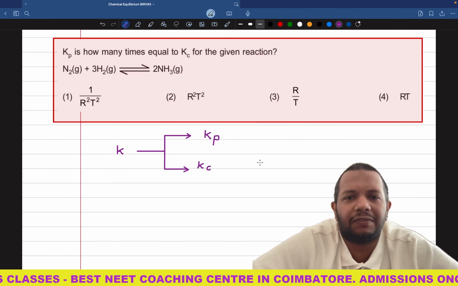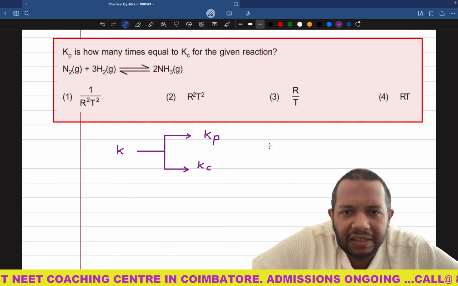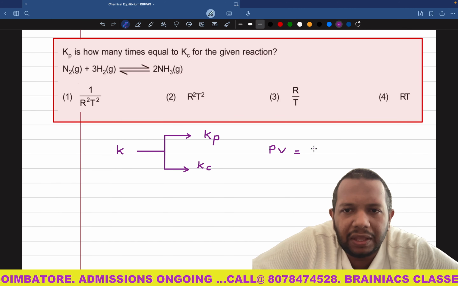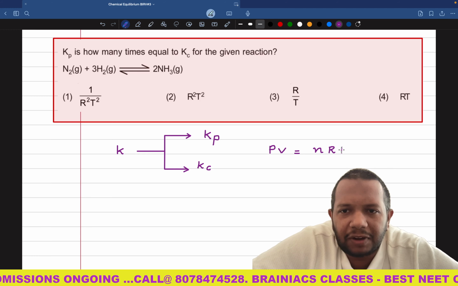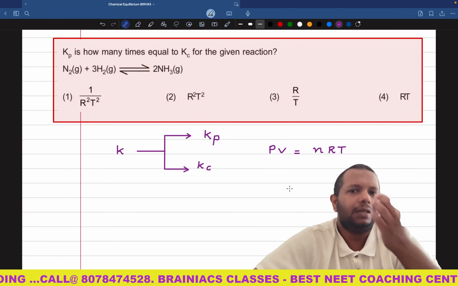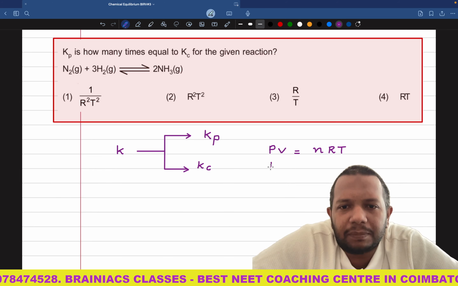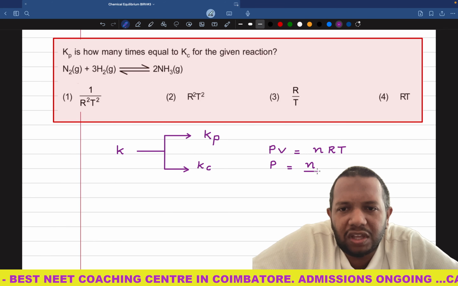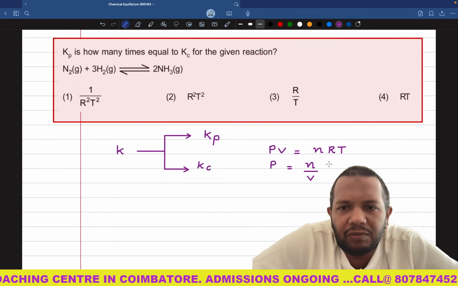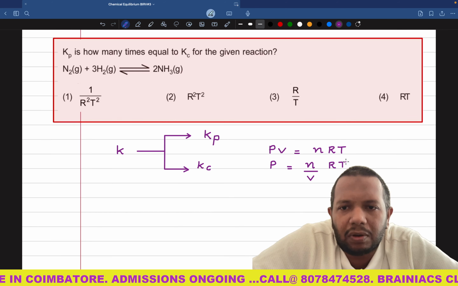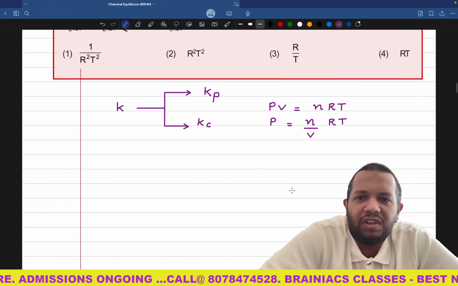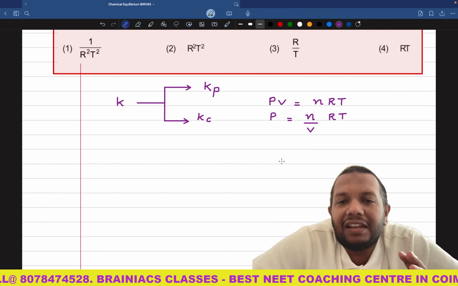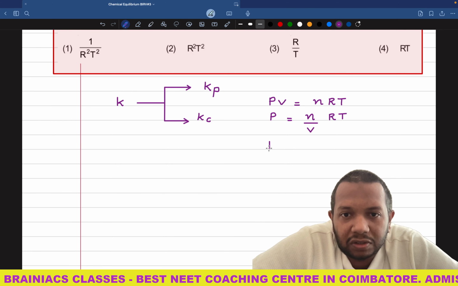Okay. Kp and Kc. So what is the fundamental for that? We know that PV = nRT. This is the fundamental gas equation for an ideal gas. So this equation can be rewritten as P = (n/V) × R × T. Here n divided by V is the number of moles divided by volume. That is nothing but the concentration of whatever it is.